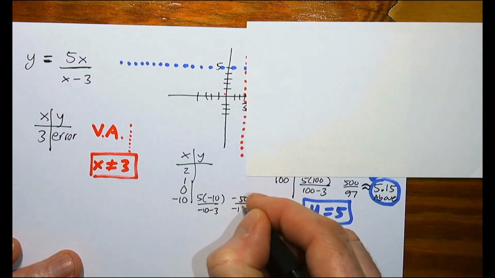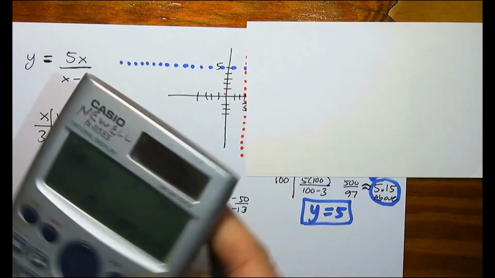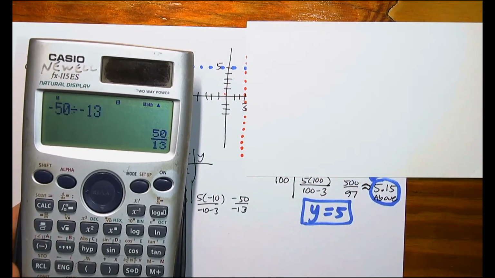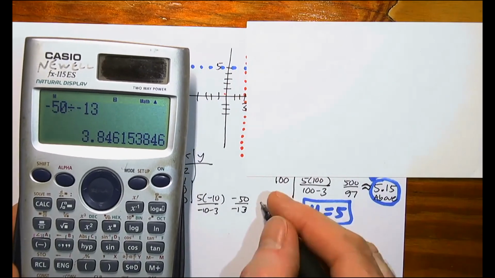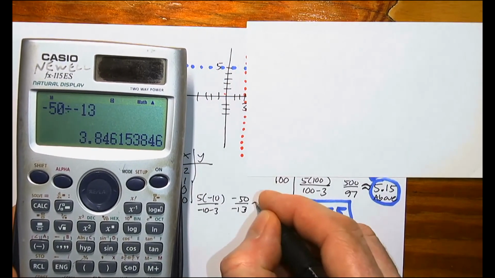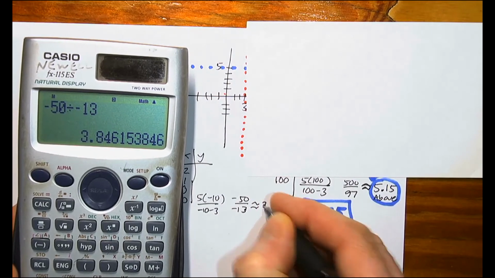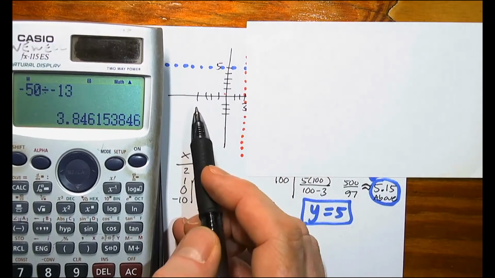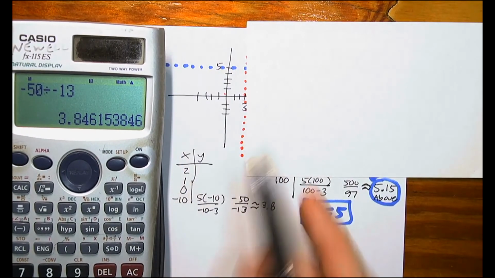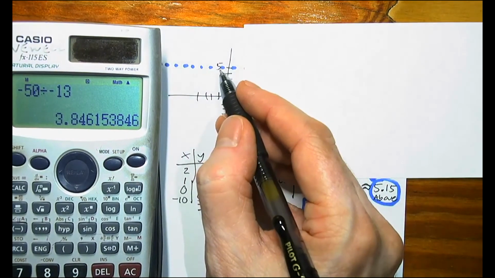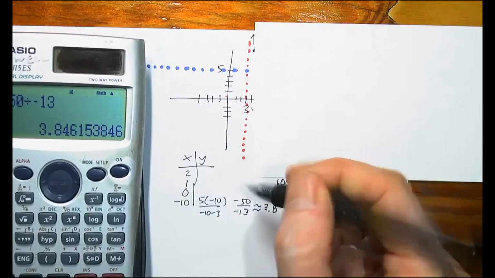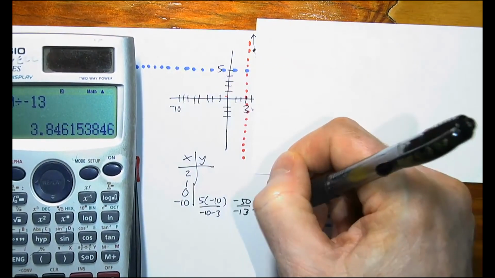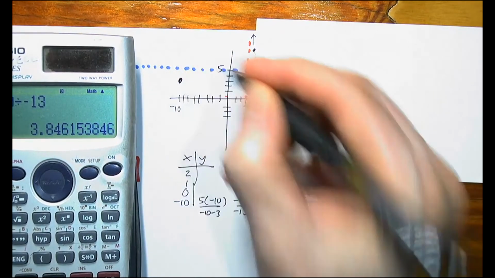-50 over -13. Why did I try 10, right? But I just wanted to see. -50 over -13 is about 3.8. Okay, that's close to 3, isn't it? Above or below? Whoops, below 5. We're comparing to 5, sorry. Either way, try any dot over here. 3.8 is about right there, right?